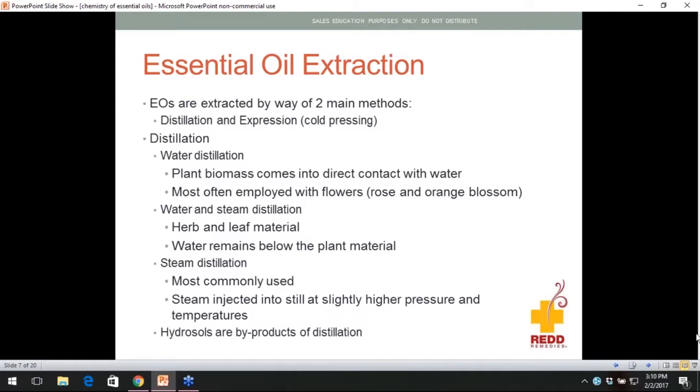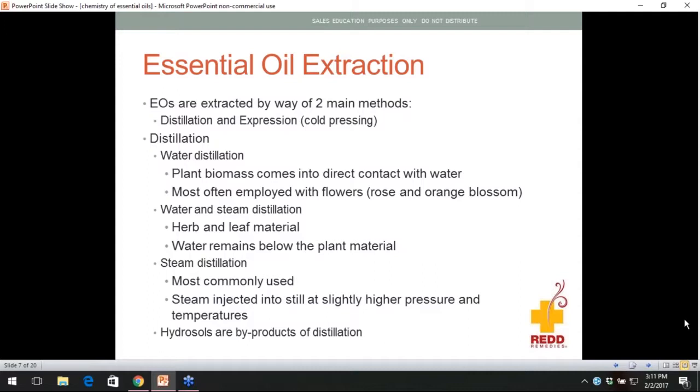So let's talk about extraction. So essential oil extraction. There are, and I'm sorry, I'm on webcam, you're going to see me flipping through notes here. So there are two main ways that essential oils are extracted. You have distillation and you have expression. Expression is more commonly known as cold pressing.